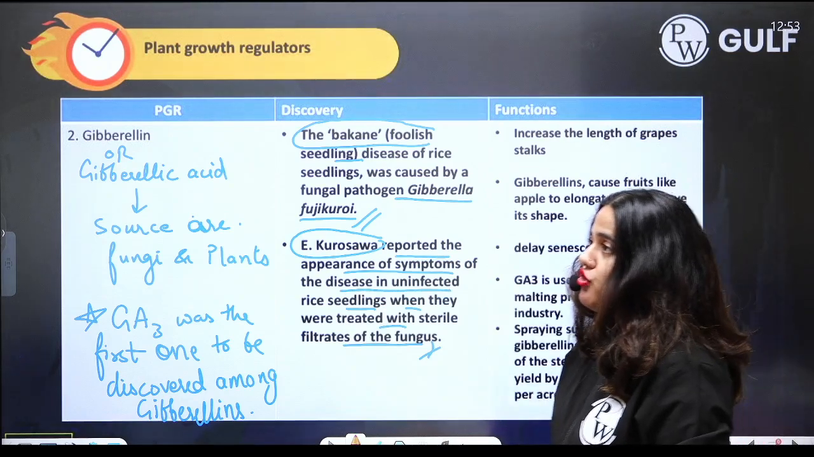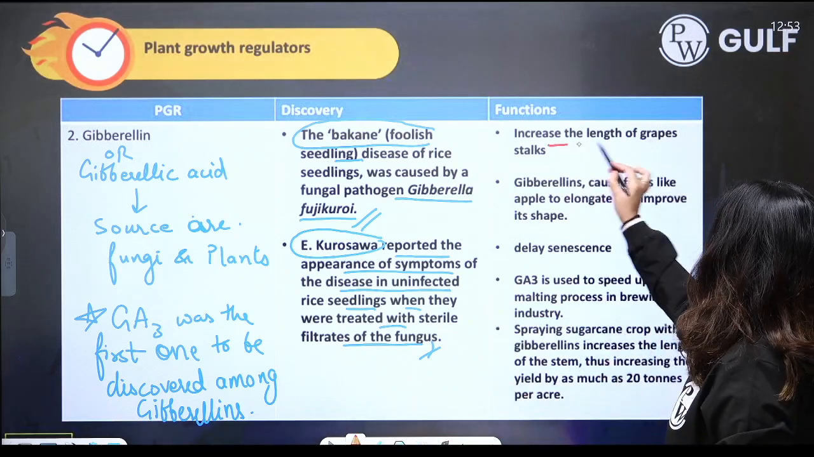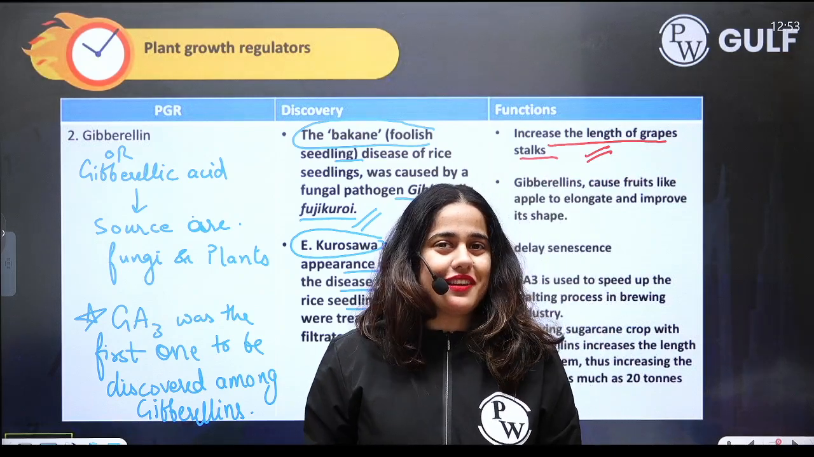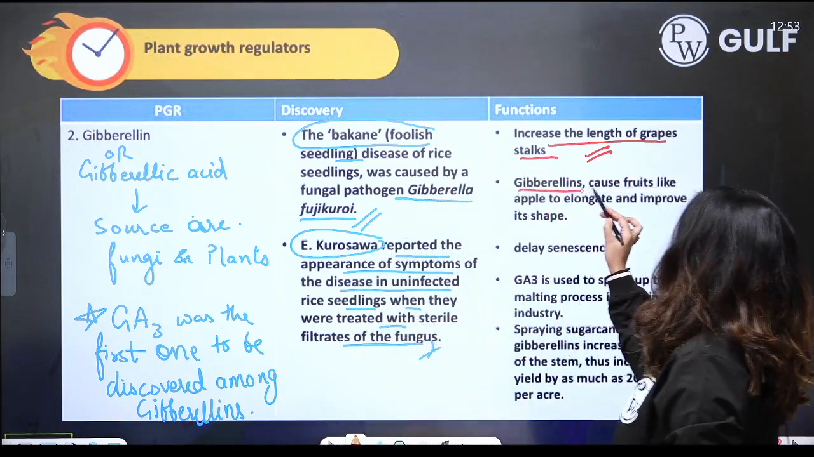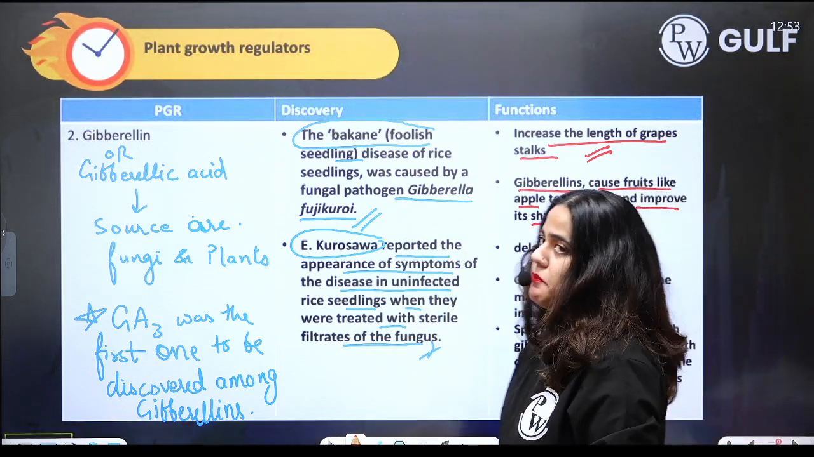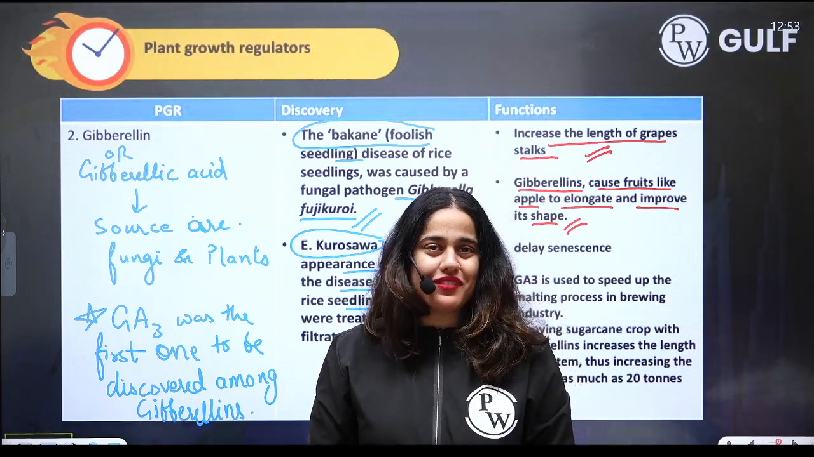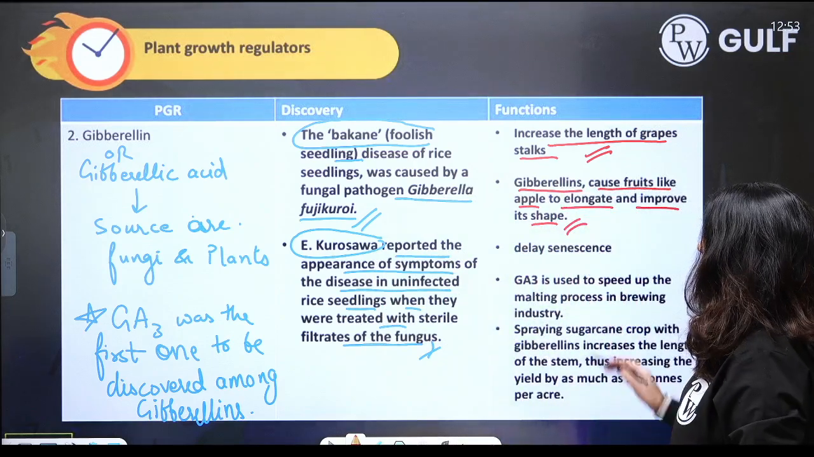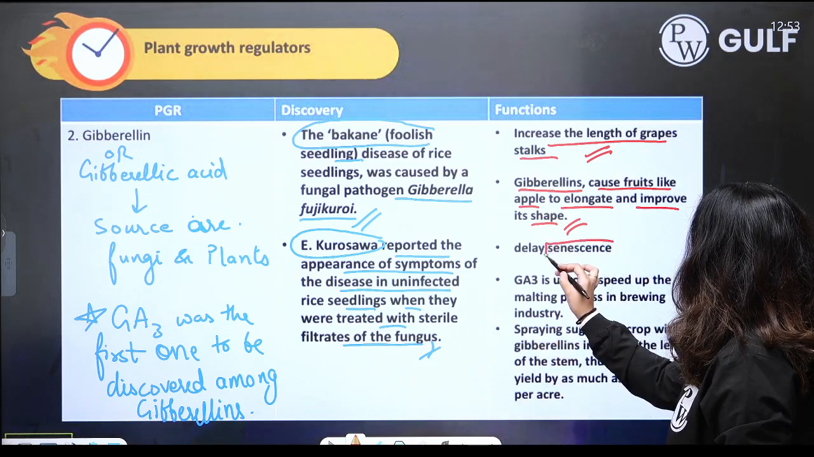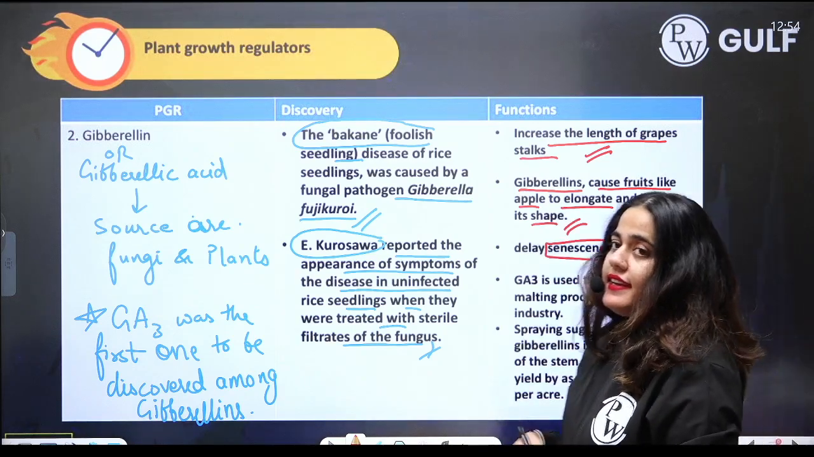Let's see what are the functions of this gibberellin. How can we use this gibberellic acid in our own plant production? So they increase the length of grape stalk. So the more the length of grape stalk, the more will be the number of grapes. Gibberellin causes fruit like apple to elongate and improve its shape. The beautiful shape of apple that you see is mostly because of gibberellin. It delays senescence. Senescence means aging, which means that gibberellin delays the aging.